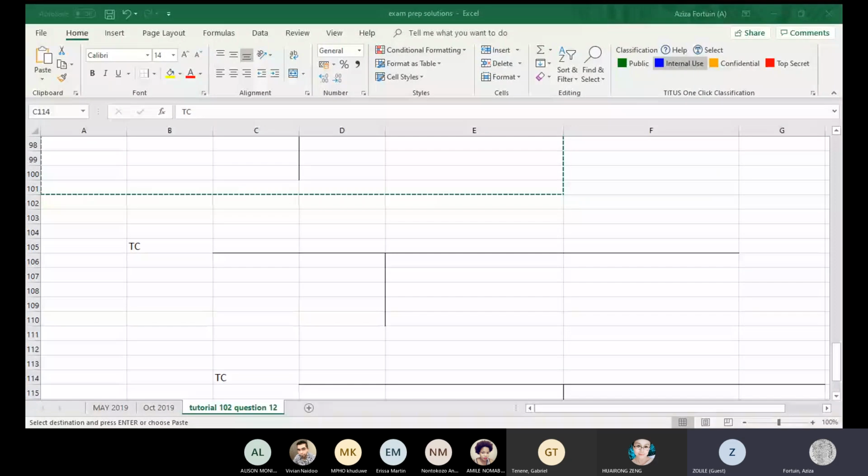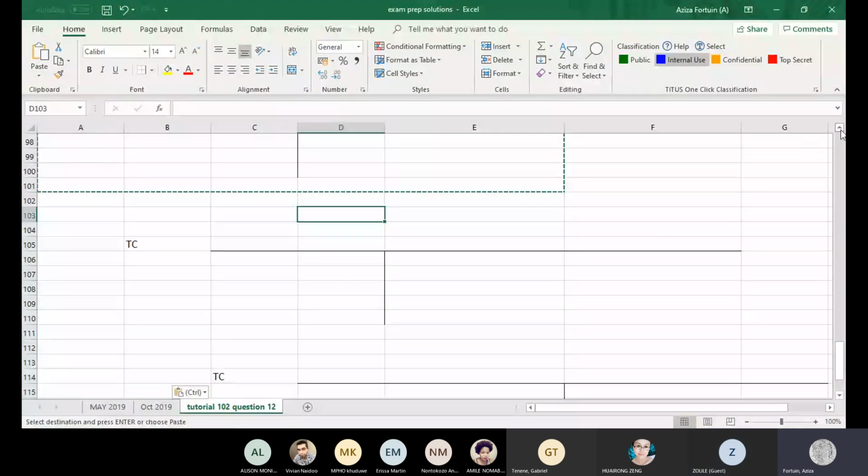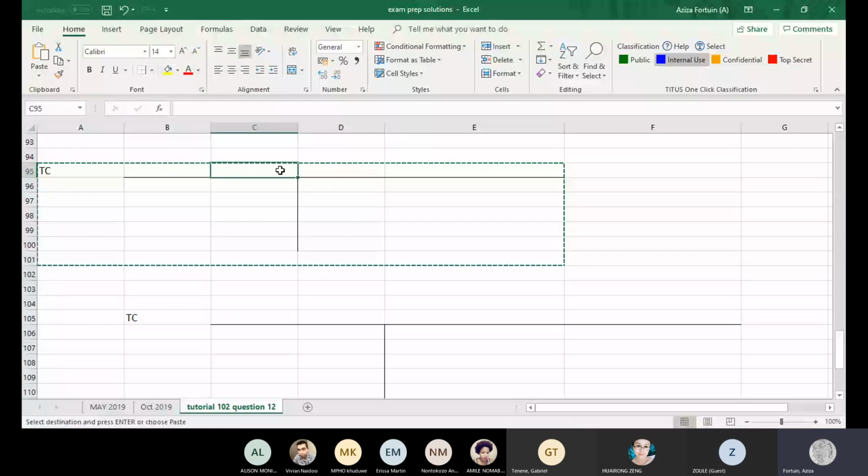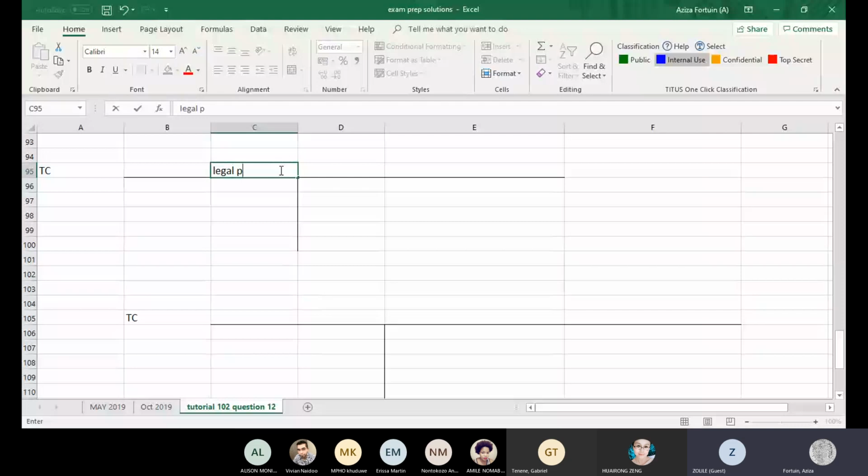Okay, let's start. Let's start with the Legal Practitioners Fidelity Fund. It's a long word. Okay, what goes into my Legal Practitioners Fidelity Fund?